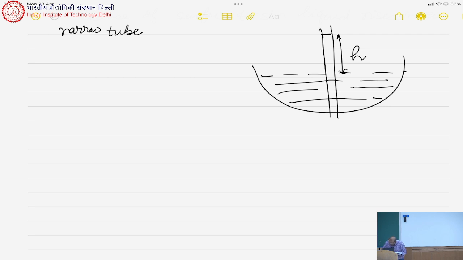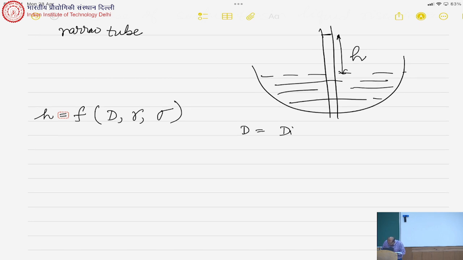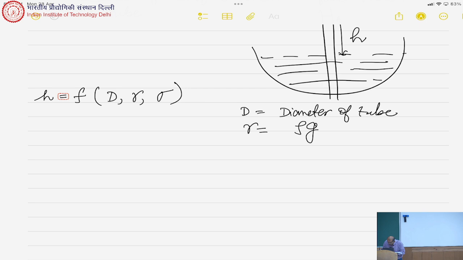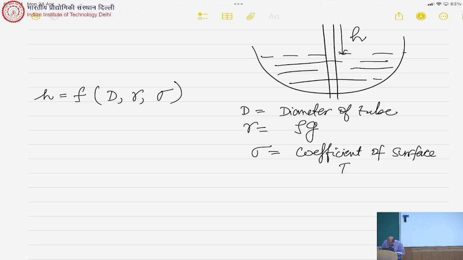And here what we have is, if this height h is given to be a function of d, gamma and sigma, where d is the diameter of the tube, gamma is equal to rho g, and sigma is the coefficient of surface tension, which means it is force per unit length. So, we are supposed to do this problem.